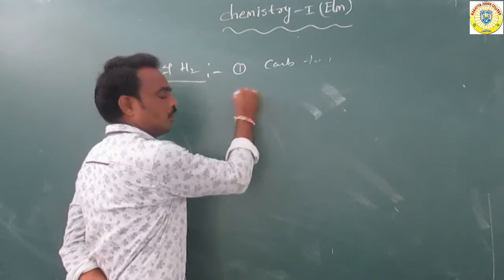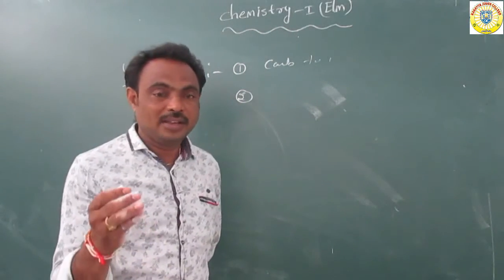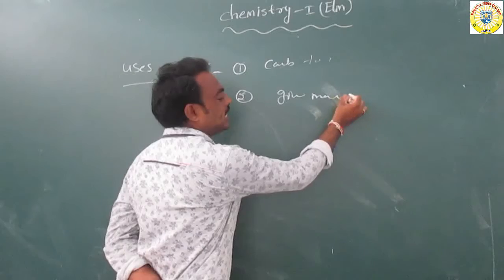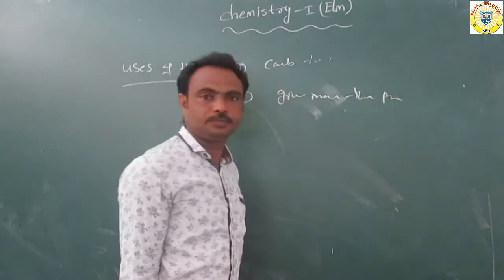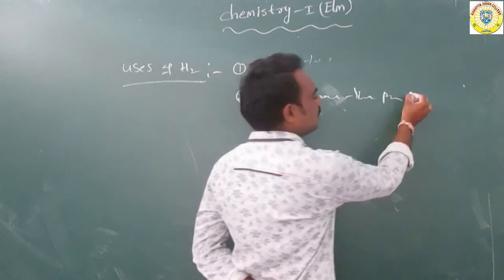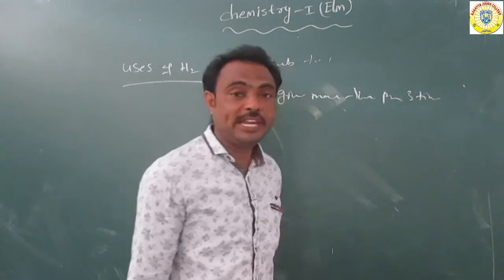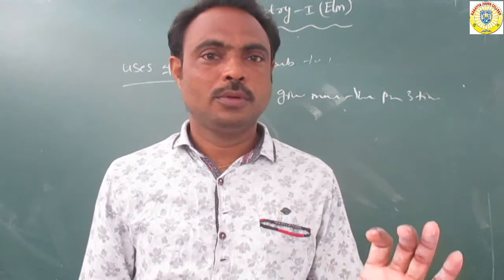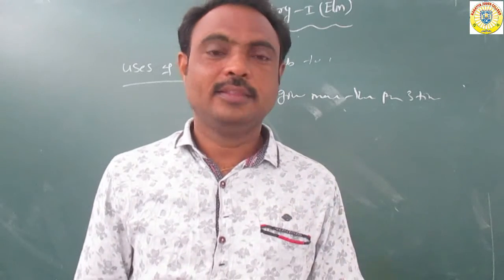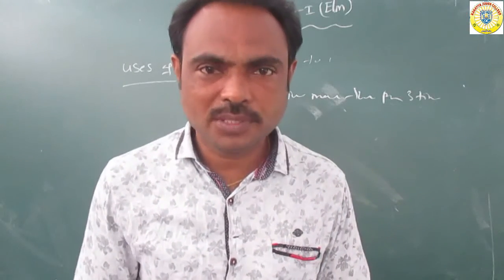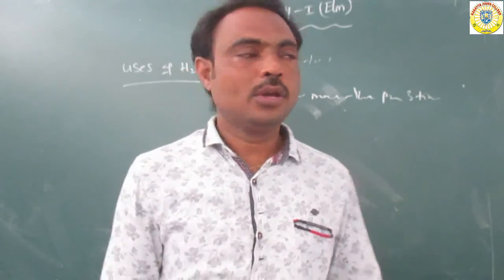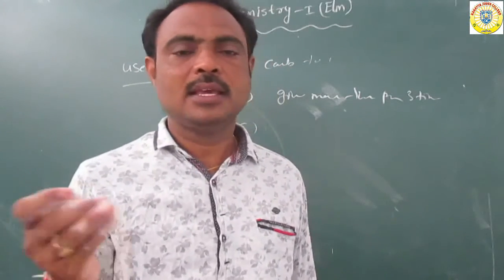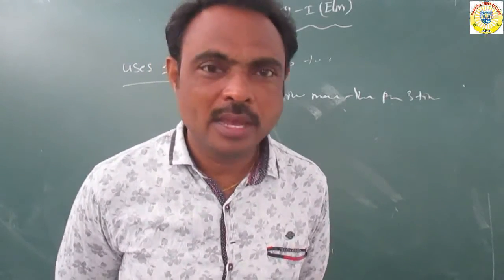And second, dihydrogen gives more energy than petrol, minimum 3 times. How many times? 3 times. So dihydrogen gives more energy than petrol, that is 3 times.